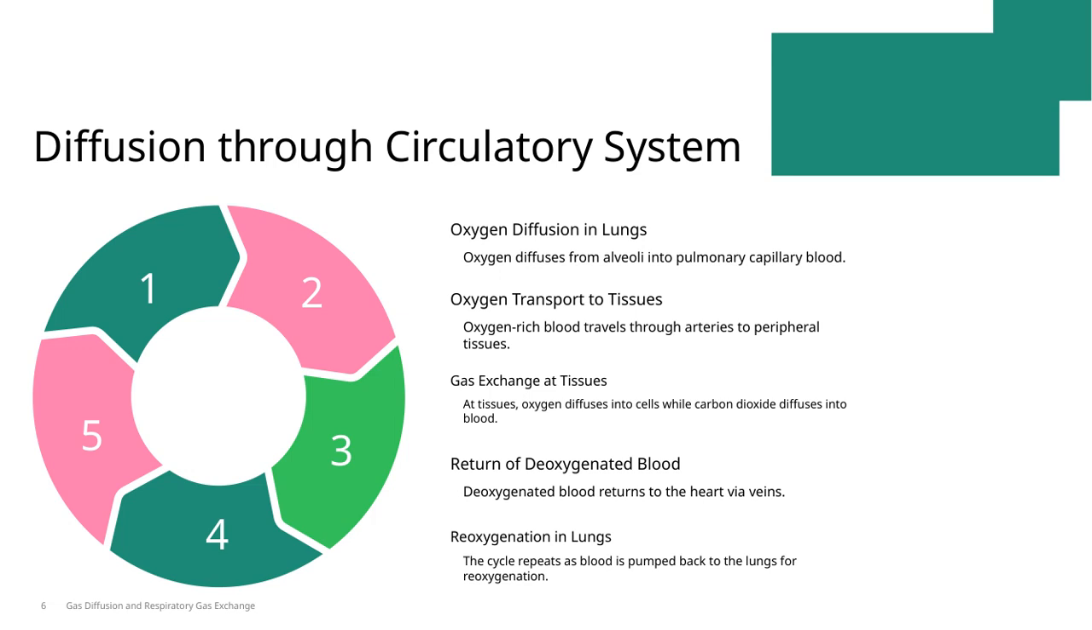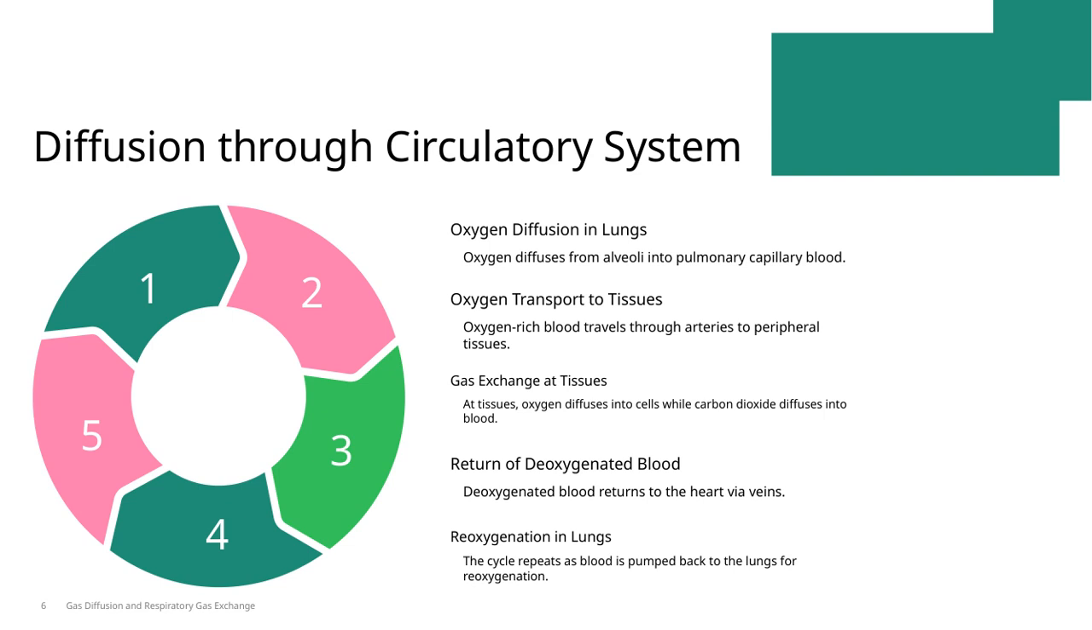Reoxygenation in the lungs is a continuous cycle. Once the blood has delivered oxygen to the tissues, it needs to be reoxygenated, so it gets pumped back to the lungs for that process to happen again. This is what we mean by the cycle repeating. Deoxygenated blood, which is blood that has released its oxygen, returns to the heart through veins. From there, it gets pumped to the lungs.